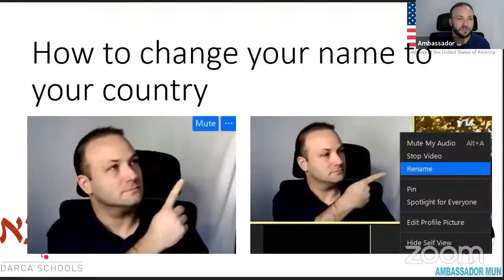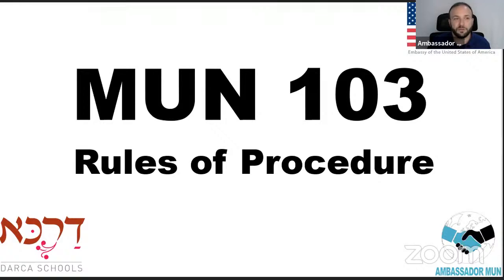For those changing your name, this is how you do it. We're going to go again through the rules of procedure and remember how MUN works. Also, for those who were missing last week, we're going to go over what we did last time, but a lot faster. And then we're going to get to the writing part, which is, I would say, the second scary bump for students who are doing Model UN.